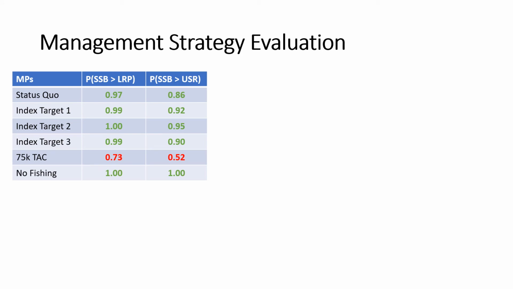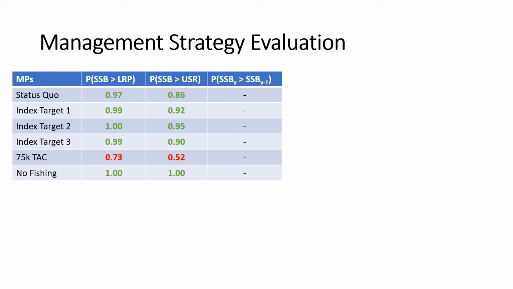The second metric is the probability that the biomass is above the upper stock reference point of 0.8 BMSY within the first 10 years. Again, all MPs except for the fixed TAC MP exceed the 80% minimum acceptable probability. Therefore, in this example, the fixed TAC MP will be eliminated from further consideration, and the trade-off will be examined for the remaining MPs to determine which is the best suited for this fishery.